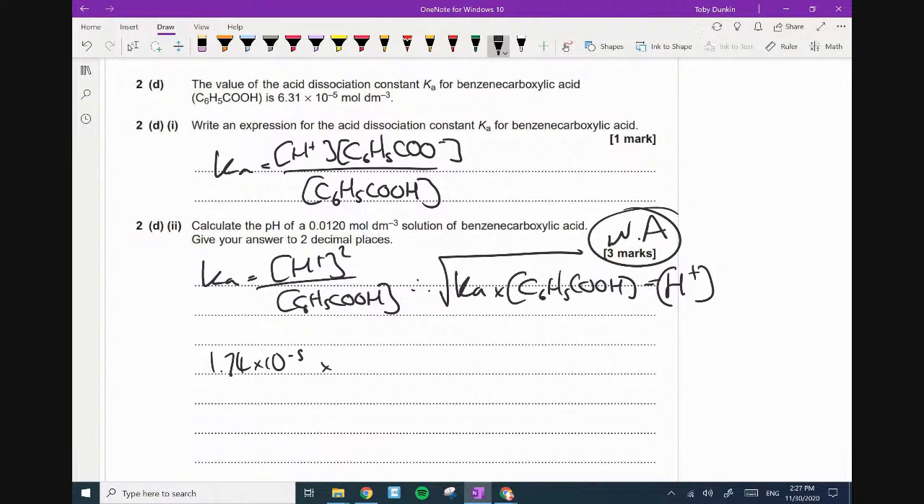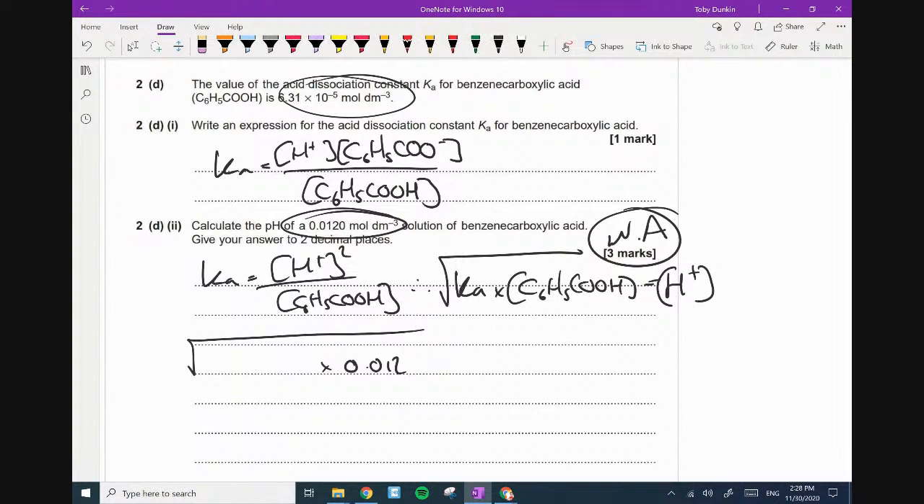It's given us the Ka. Oh yeah, given the Ka. They're giving us the concentration right there, which is 0.012. Oh, hang on a sec. No. So easily done. Got to be careful.